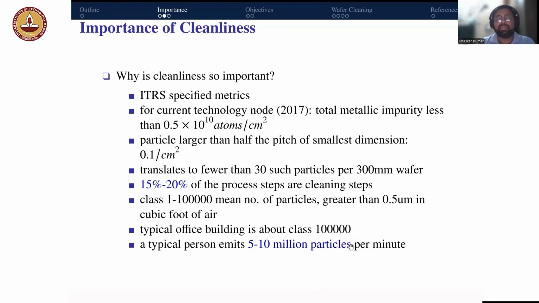So that's why we use the bunny suits and all these protocols for dressing ourselves and then cleaning ourselves with the nitrogen air gun, so that we can reduce the number of particle contaminants that are present on us and that we emit in the lab.